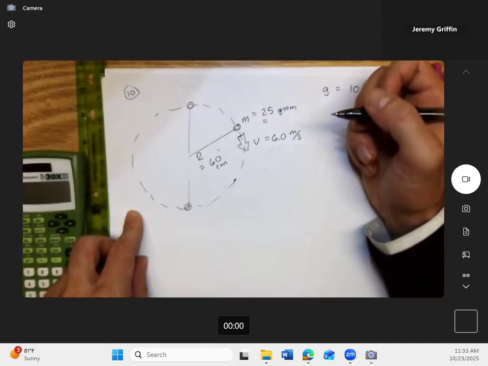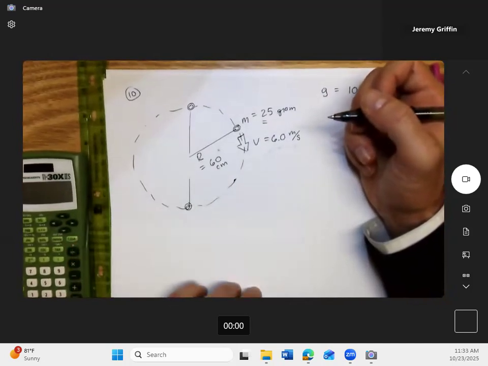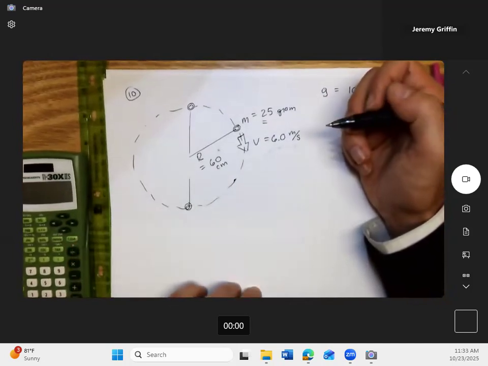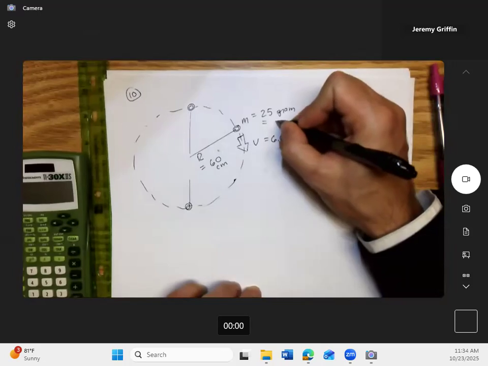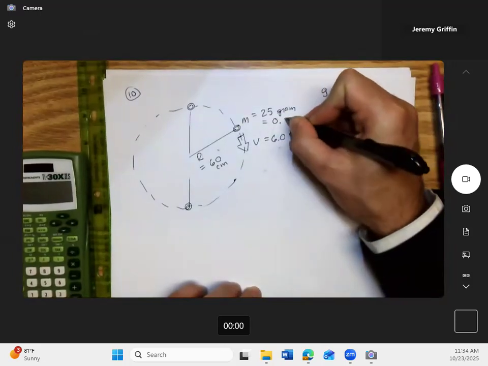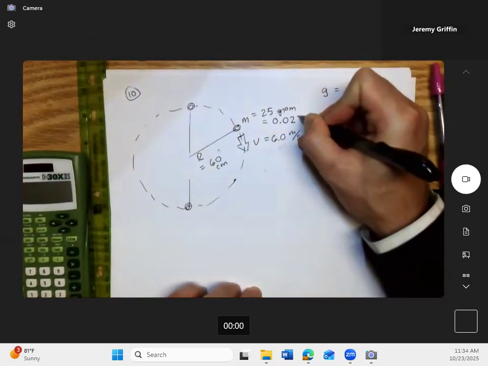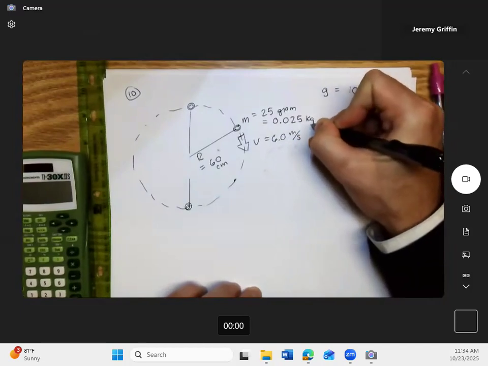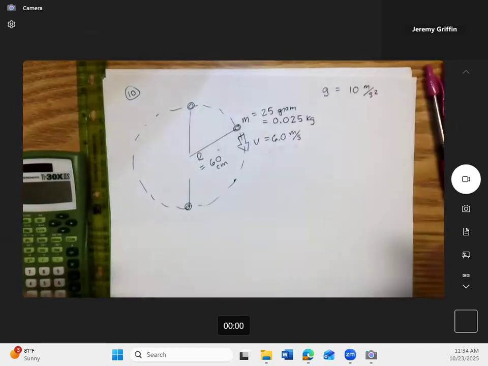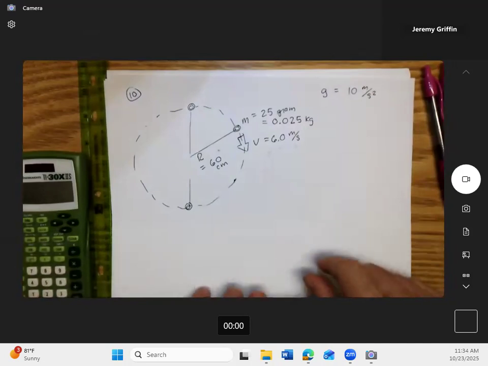Guys, kilo is a factor of what? 1,000? Yeah, it's like 3 decimal places. Can you guys roll back the decimal 3 decimal places? 0.025 kilograms. Okay, so that's the number we'll actually end up feeding into the calculator at some point.